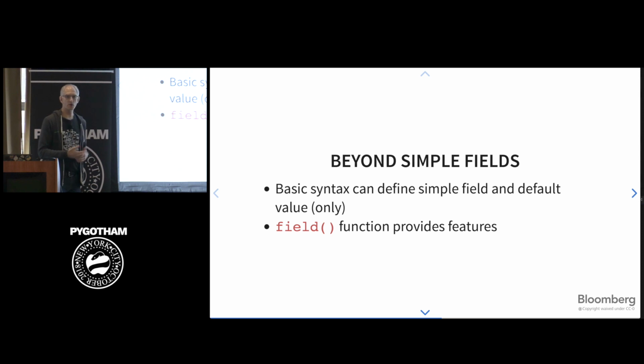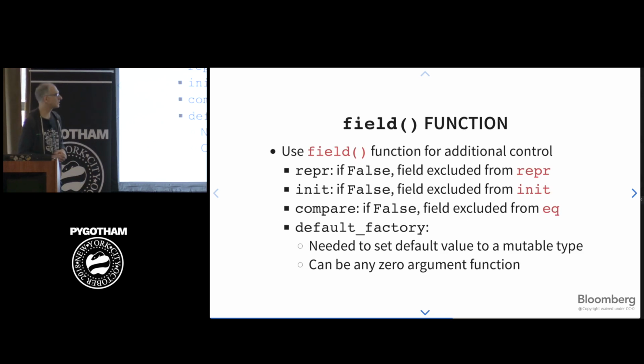Now, up to this point, we've only seen simple fields where I've defined a type and I've set that field equal to a default value. Well, what if my needs for fields are a little more complicated than that? That's what the field function provides. Some of the things the field function can do for me is that I can opt out of this default behavior on a field by field basis. So for a particular field, I can exclude it from the repr, or I can exclude it from the init, or I can exclude it from the compare.